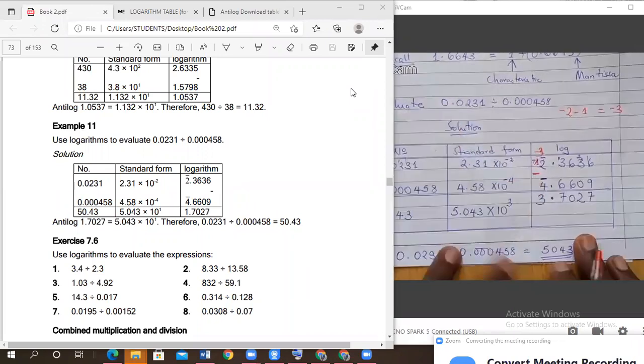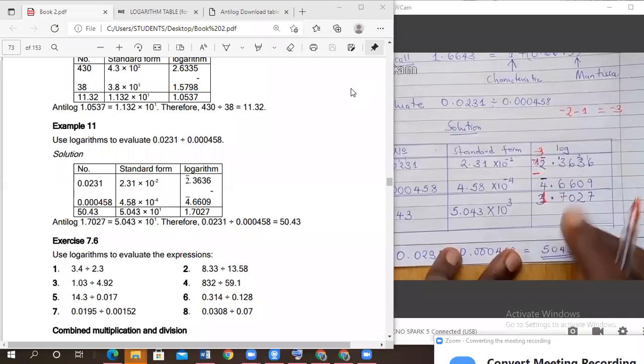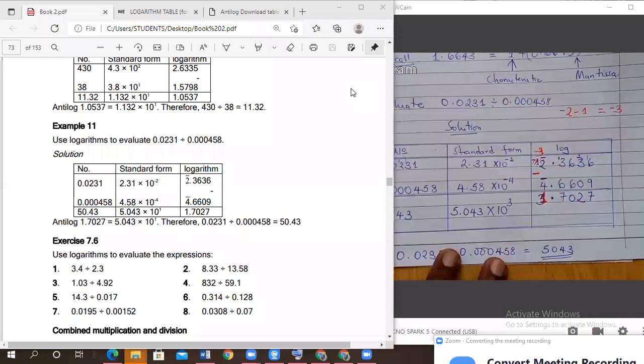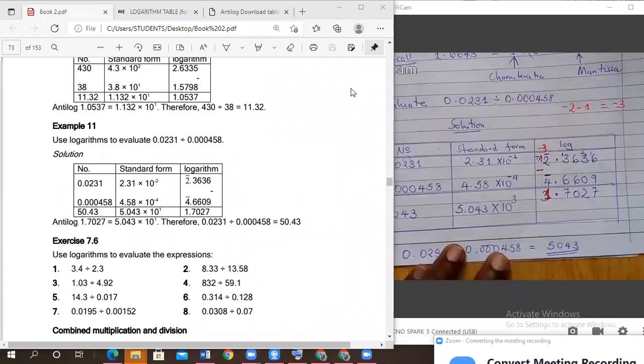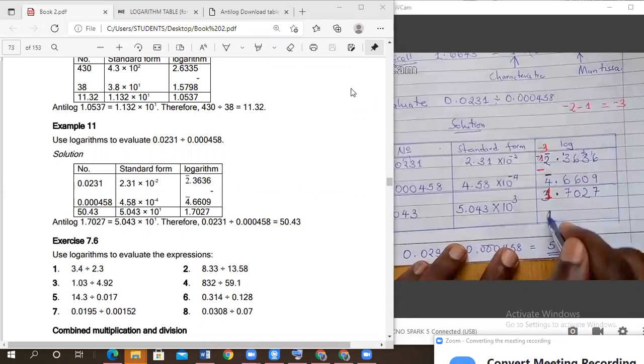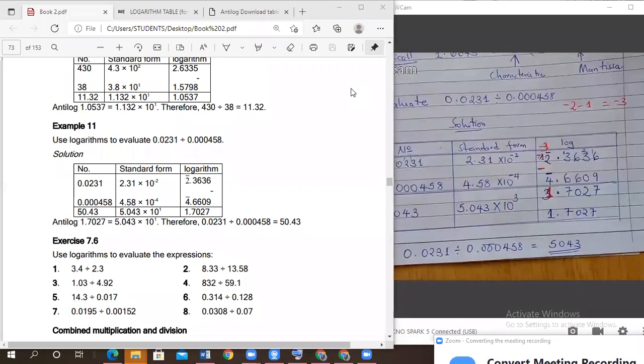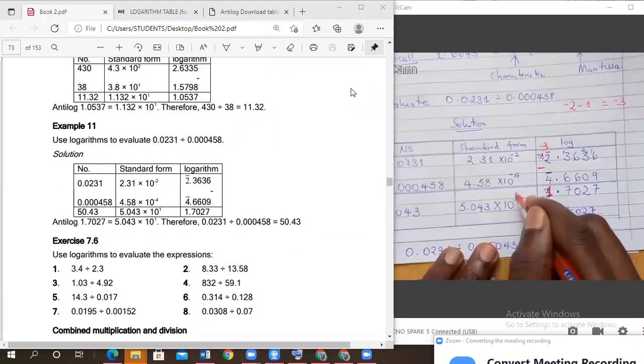Now we get a positive what? We get a positive 1. So this is supposed to be 1. Good. So here is supposed to be to the power what? Here is supposed to be to the power 1.